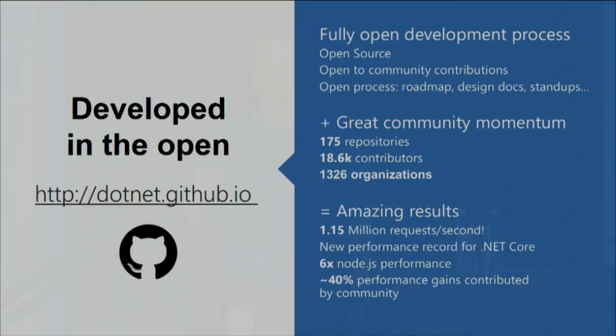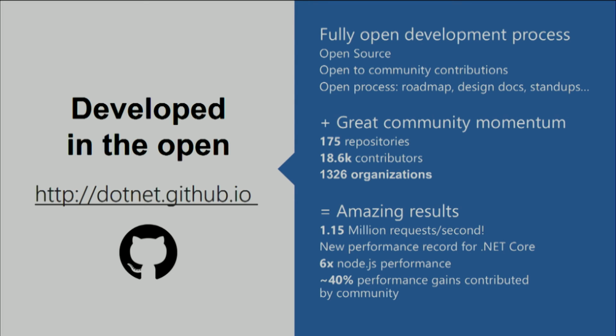.NET is developed in the open. You can go to .net.github.io. We've got tremendous community momentum. 175 repositories, more than 18,000 contributors. And I consider a contributor somebody who's opening an issue, sending a pull request, commenting on an issue, watching a repository so that they can participate in conversations. More than 18,000 folks are working with us.